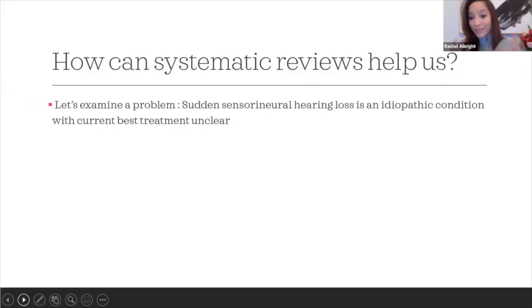I think it's really important to understand the power that certain study designs can have, and understanding the power of a systematic review is best done with an example. So let's examine a problem. Let's say we are physicians, which we all are, and the problem we're looking at is sudden sensorineural hearing loss, an idiopathic condition, and the current treatment is not clear. That's the issue we have.